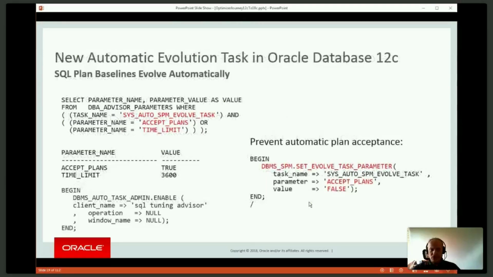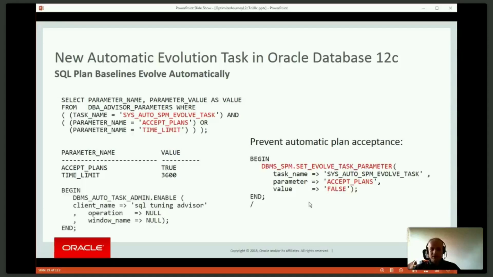Another thing that changed was we automated the evolution task. If you use SQL Plan Management, you'll be aware that there's an evolution task. The evolution task basically looks for new SQL execution plans, validates them, and will accept them. Now, a lot of you out there have been using things like SQL Plan baselines in a very targeted manner. In other words, you created a SQL Plan baseline, you assumed that it would not evolve, you let it sit there and you left it.